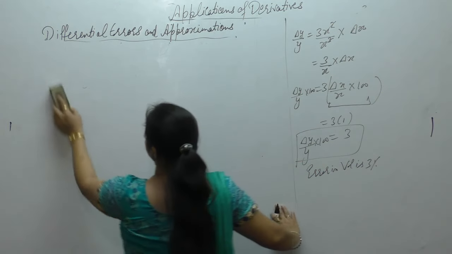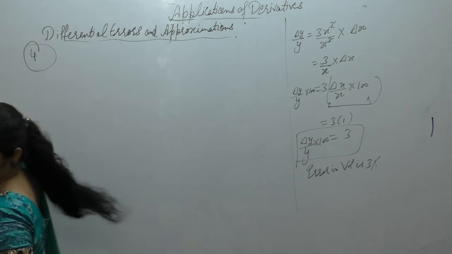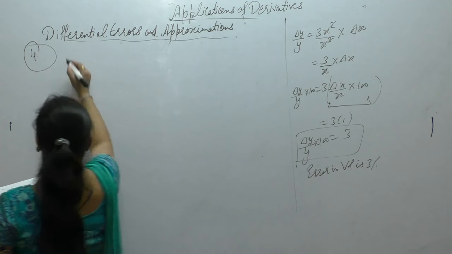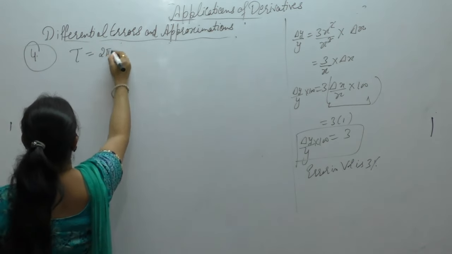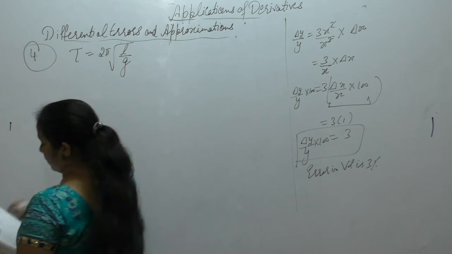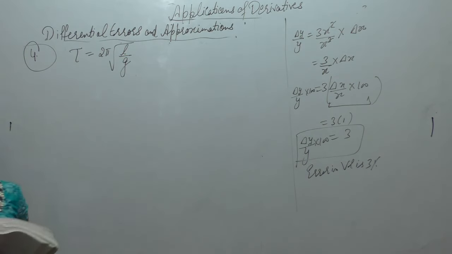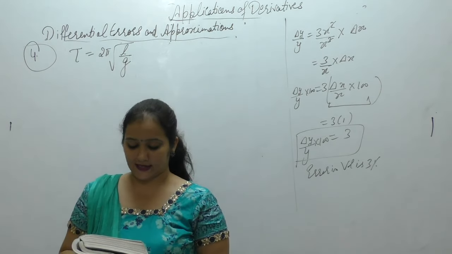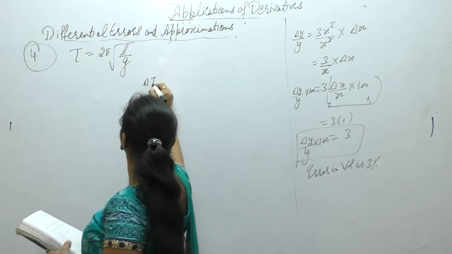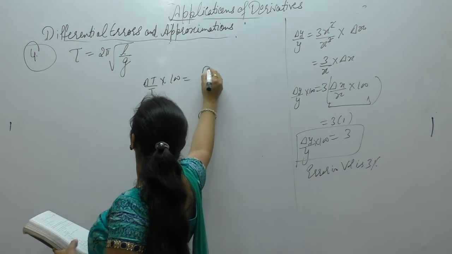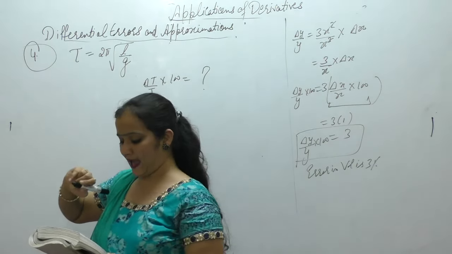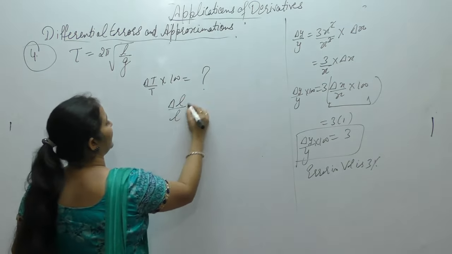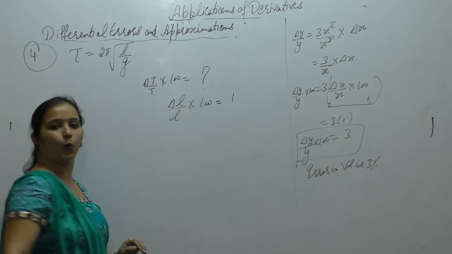Now the next one is the time T of complete oscillation of a simple pendulum, given as 2 pi square root of L upon G, of length L, where G is constant. What is the percentage error in T? We want to find the percentage error in T when L is increased by 1%.